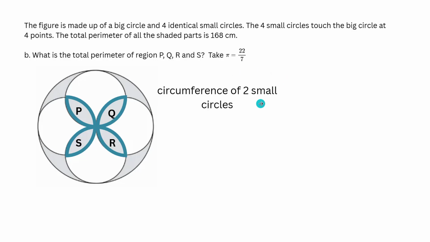So the circumference of 2 small circles is equal to 2 times 2 pi r, and we already know that is 2 times 2, 4 times pi, which they've asked us to take as 22 by 7, and that times the radius that we found in the last part, 49 by 11. So do all the cancellation, 7 times 7 here and 11 times 2 here. So 4 times 2 is 8, 7 times 8 is 56. So the answer would be 56 centimeter square.